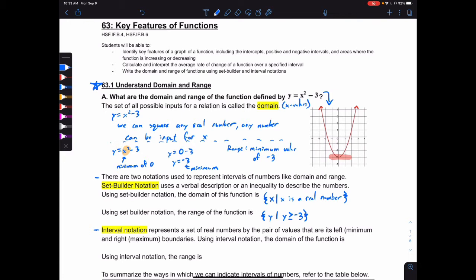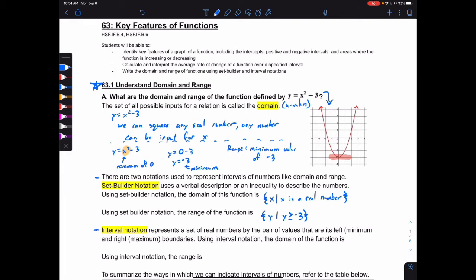So an interval notation represents a set of real numbers by the pair of values that are at the left, which is the minimum, and right, or maximum boundaries. So we're either looking at left and right in terms of x values, right, the domain, or the minimums and maximums, which are going to be your y values, which is our range.